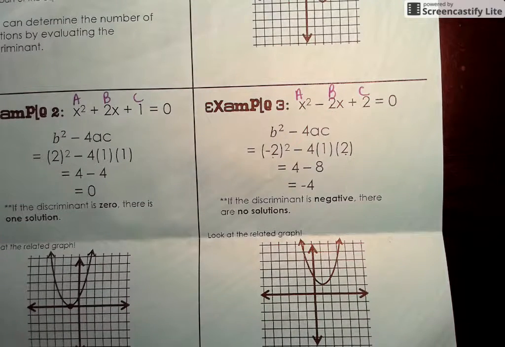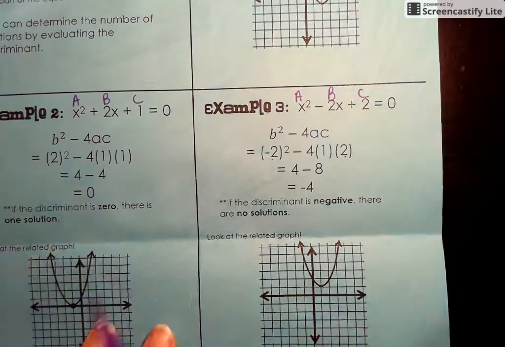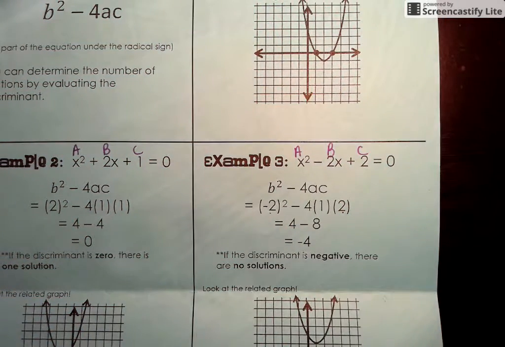So this is just a way to determine how many solutions there are, but it's not a way to solve. You still have to solve to find out what those solutions are. But from here, it helps you to determine if you were actually correct. Did I solve enough to get the number of solutions that I actually need?